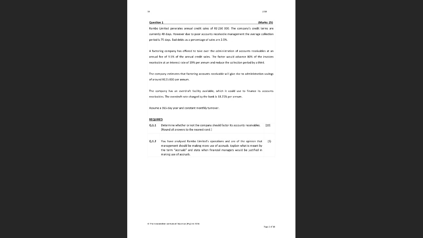But I didn't leave a task out for anybody, but I think I'm pretty sure it's accurate. Okay. So here we have got generate annual credit sales of 3250. The company's credit terms are currently 40 days. However, due to poor accounts receivable management, the average collection period is 75 days.